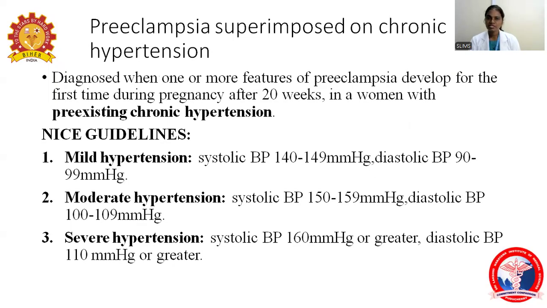Next is preeclampsia superimposed on chronic hypertension. It's diagnosed when one or more features of preeclampsia develop for the first time during pregnancy after 20 weeks in a woman with pre-existing chronic hypertension.